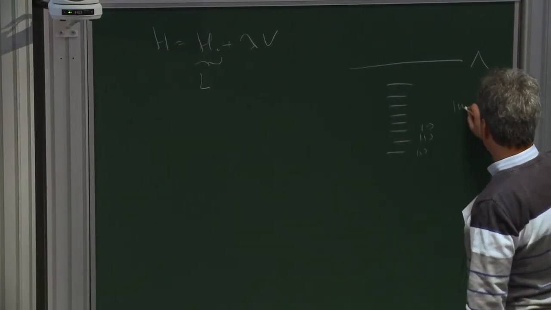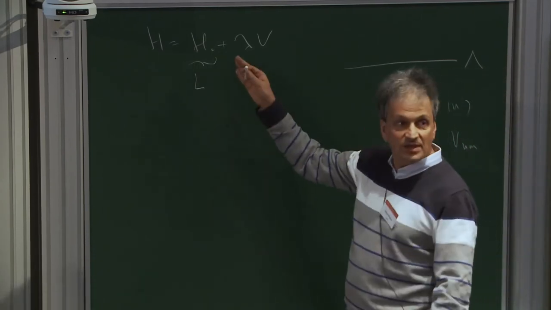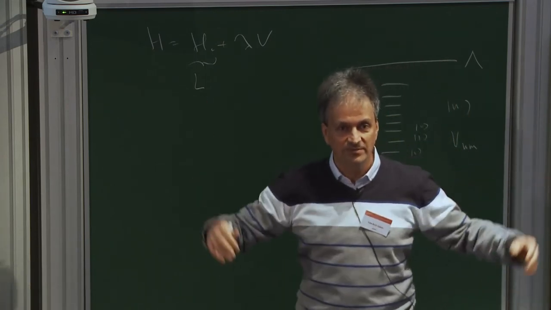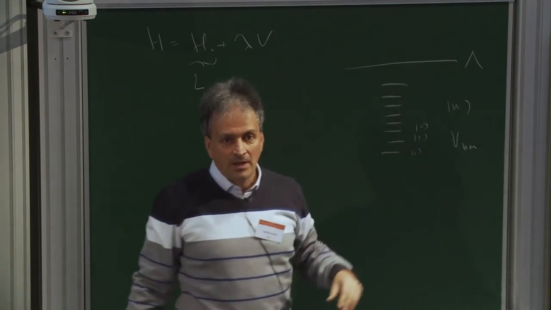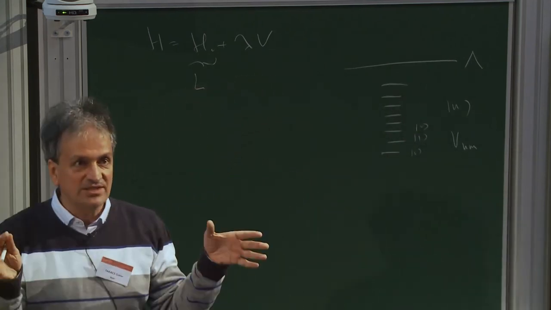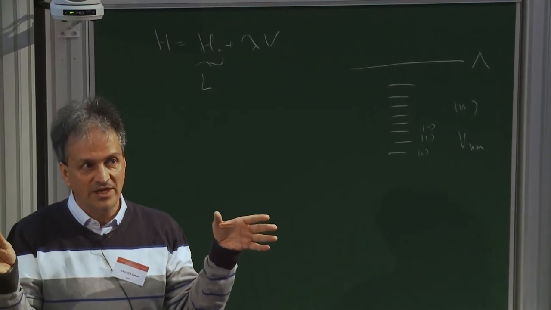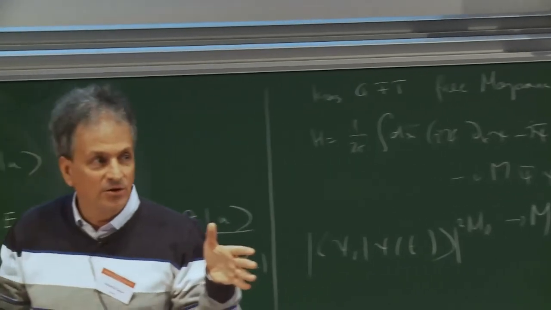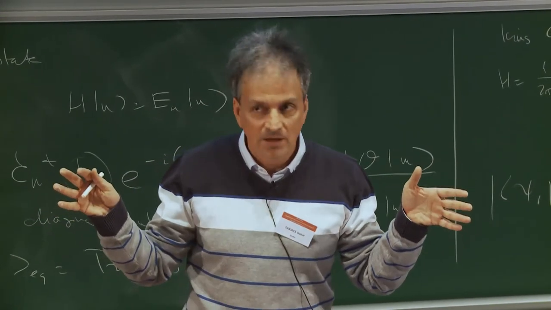So here are these states N, and you have V and N. And then this becomes a huge matrix. 5,000 times 5,000, 10,000 times 10,000, whatever. It just depends on where you put your cutoff. And then the naive thing is just to take this matrix as an approximation for the Hamiltonian in the finite volume. And then you just do numerical quantum mechanics with that. Matrix quantum mechanics. It's very simple.